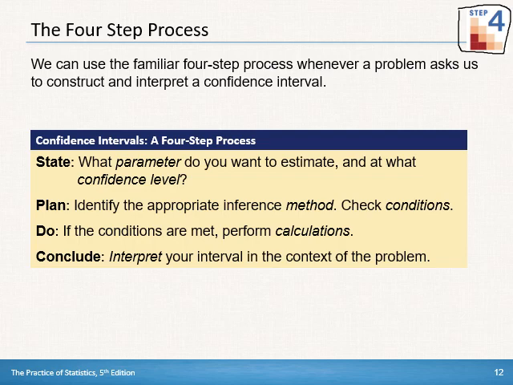The do is where we perform the calculations. So we calculate the confidence interval in this case. And then the conclusion at the end, you're interpreting your confidence interval using your 3 components, right? We are such and such confident that the interval from blah to blah captures what it is we're trying to estimate. All right, let's go through an example.